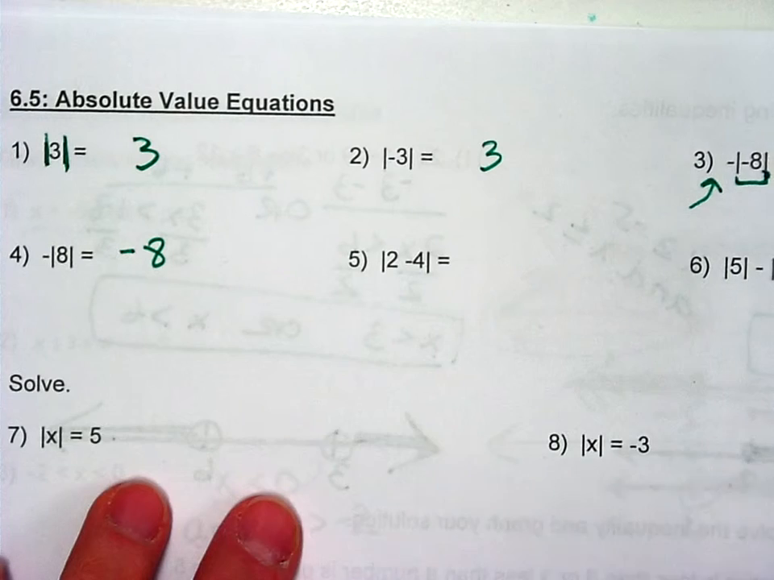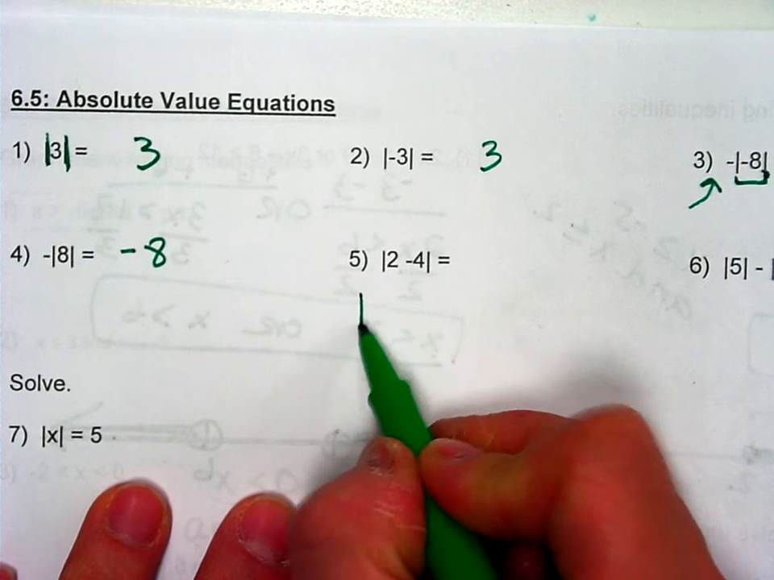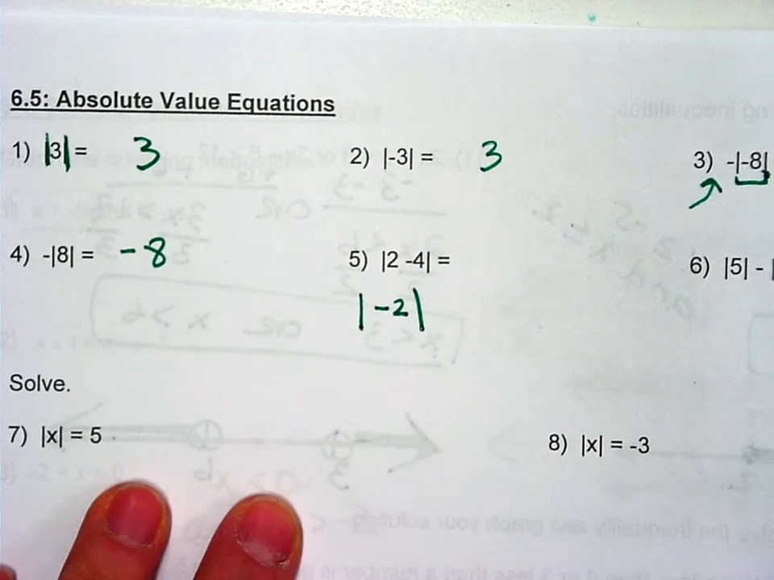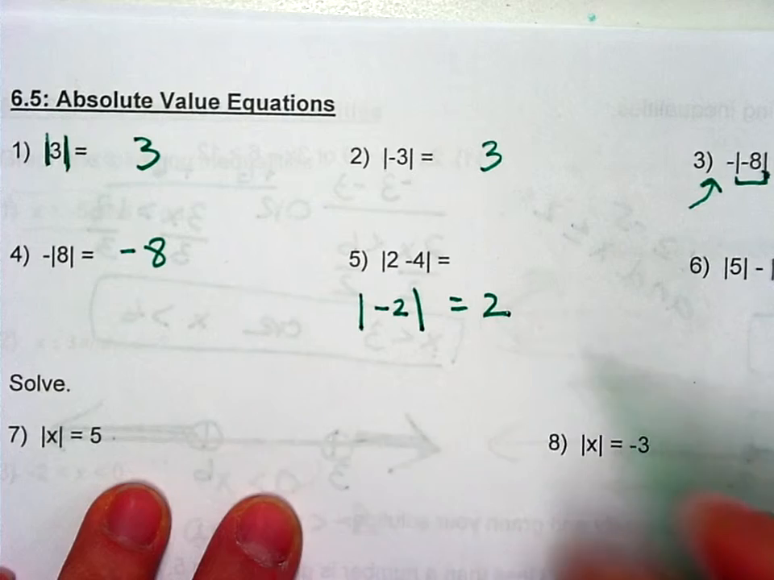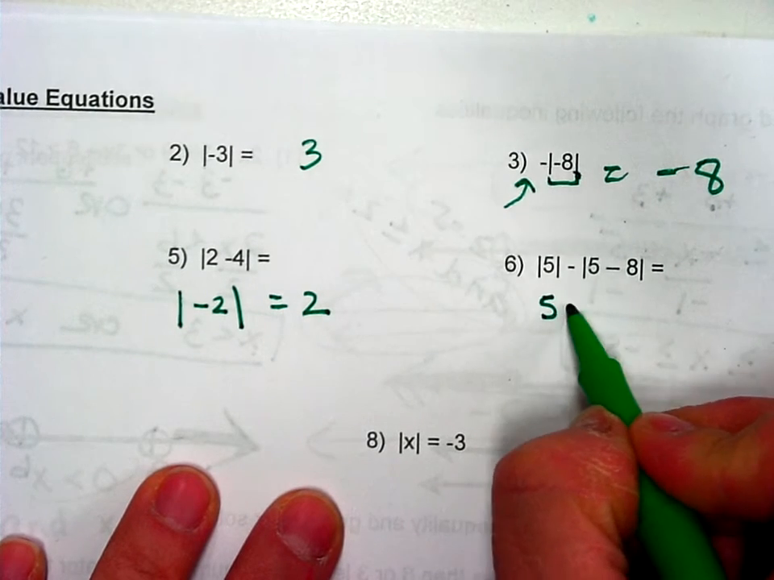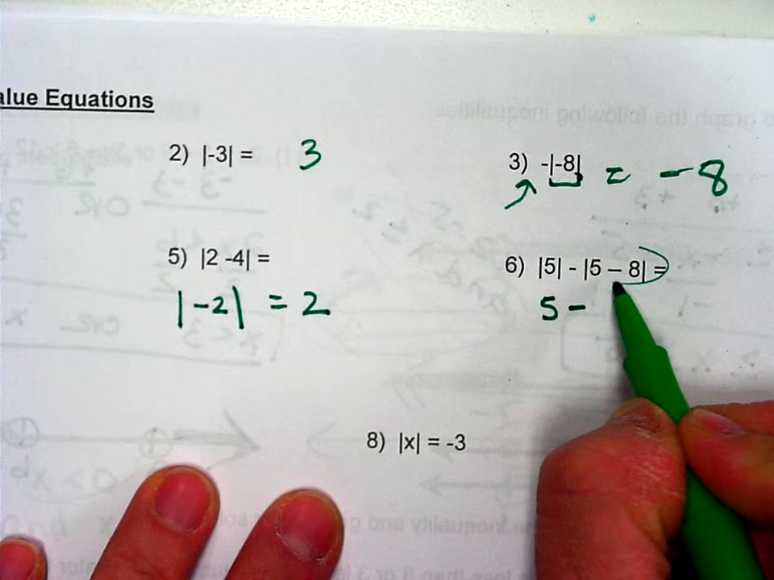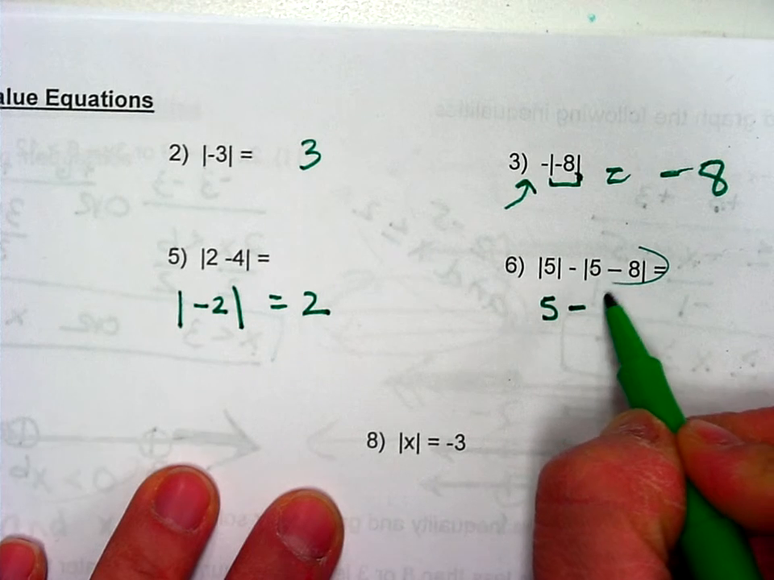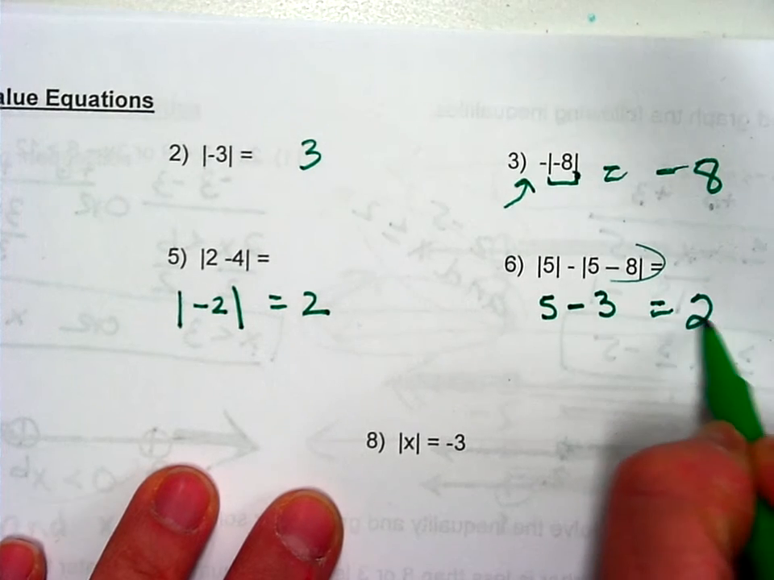I'm going to do everything inside the absolute value first. 2 minus 4 is -2. Absolute value of -2 is 2. Absolute value of 5 is 5, minus the absolute value of 5 minus 8, which is -3, but the absolute value of -3 is 3, so 5 minus 3 is 2.